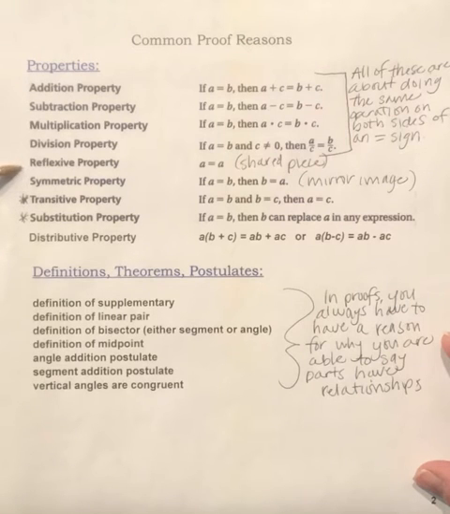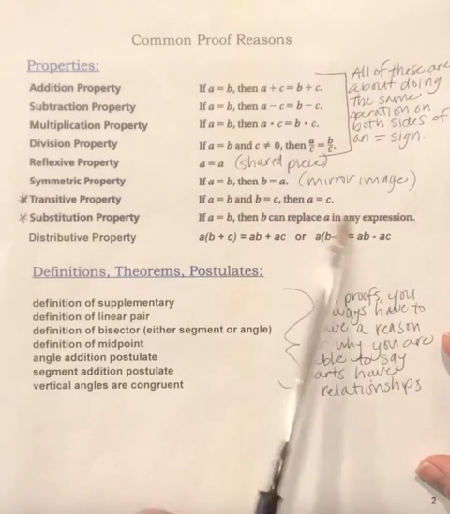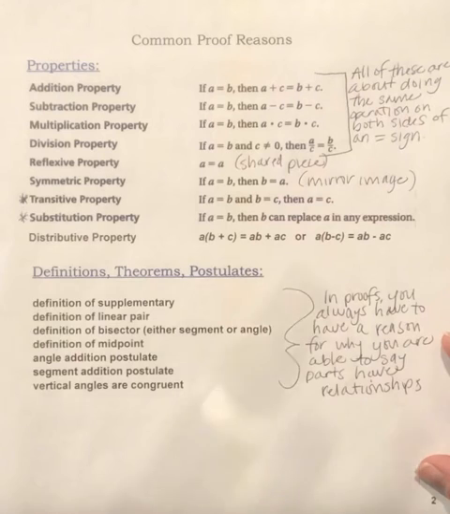The reflexive property is when you have a shared piece. Again, that probably is not going to come up very much in the proofs that we're doing right now. Neither is the symmetric property, but that's almost like if you have a mirror image in some way. Reflexive property we would use a lot more if we were doing chapter 4. Symmetric property we've almost never used in proofs, but it might come up in your Math Excel assignment.